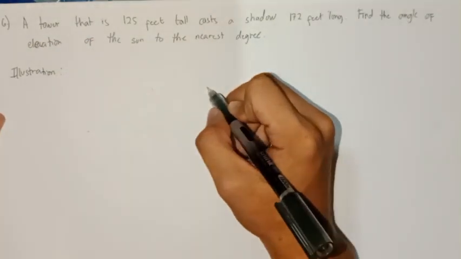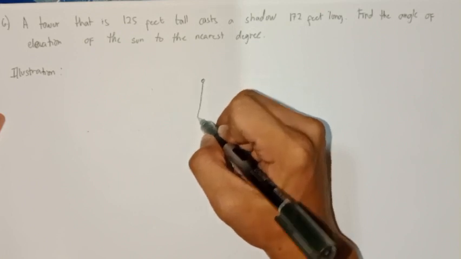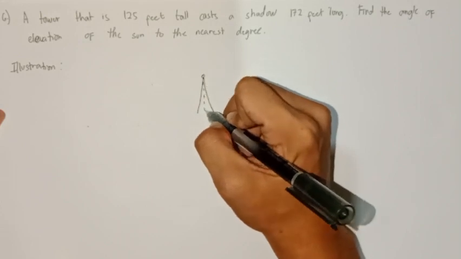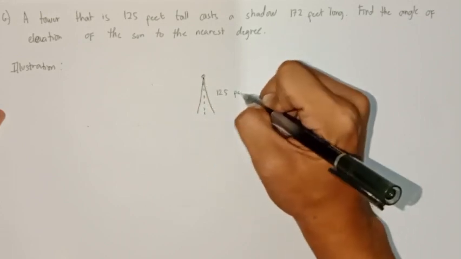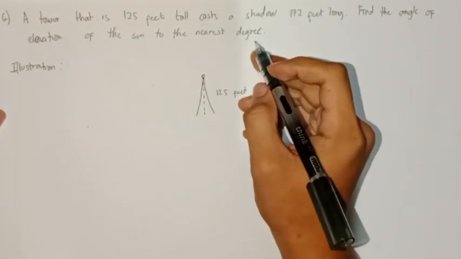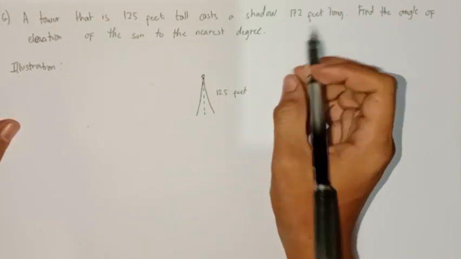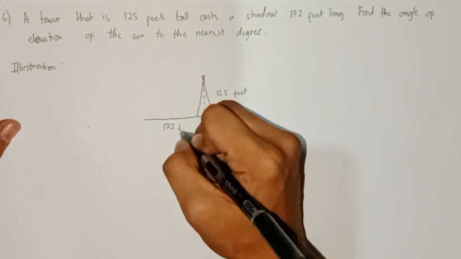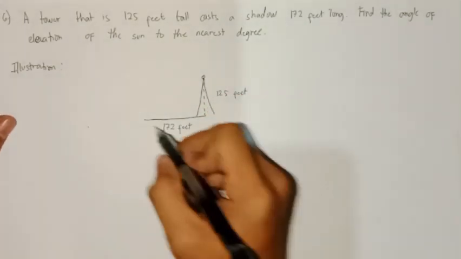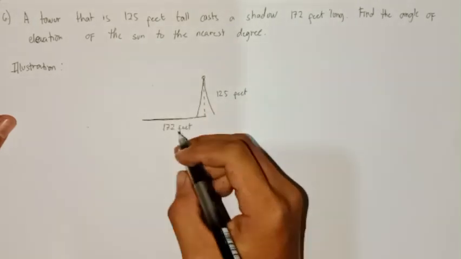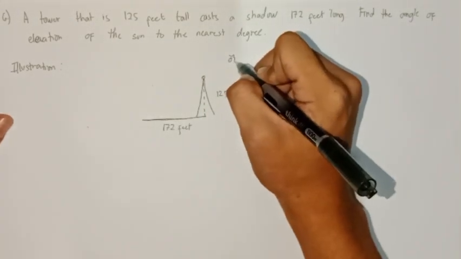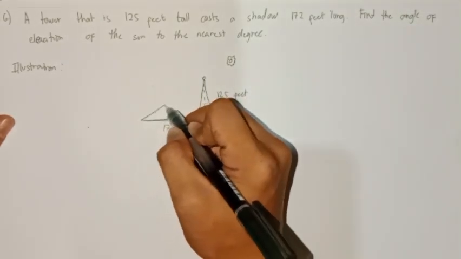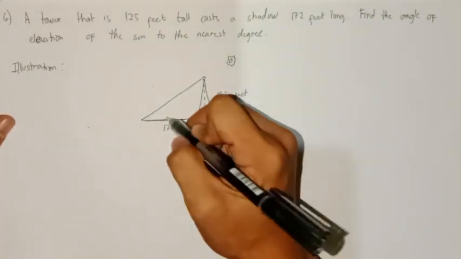Imagine that this is our tower. Our tower has a height of 125 feet, and it casts a shadow 172 feet long. This is the shadow, 172 feet long. Since it is the shadow, imagine that this is the sun. Now, find the angle of elevation of the sun to the nearest degree. So, find the angle.